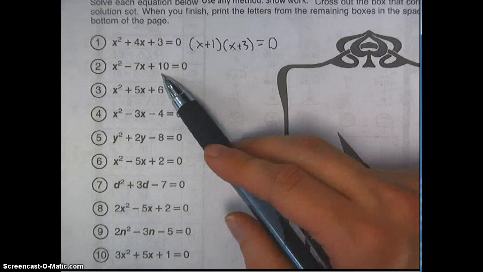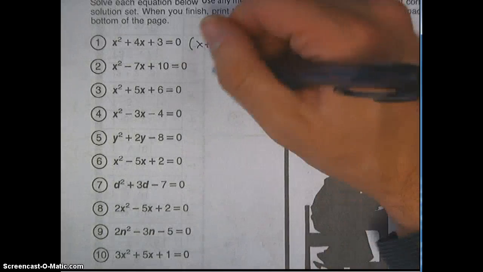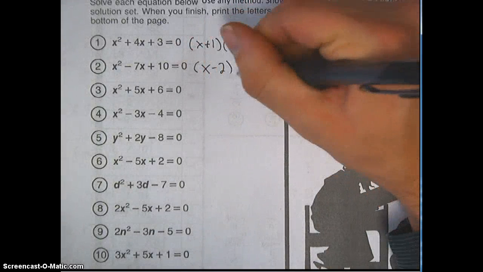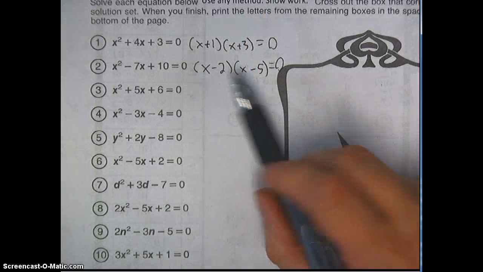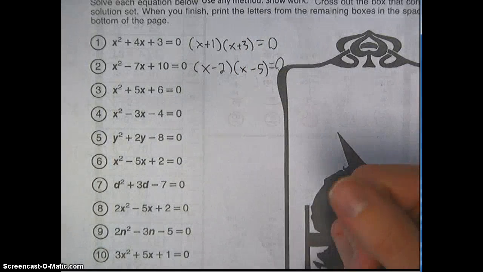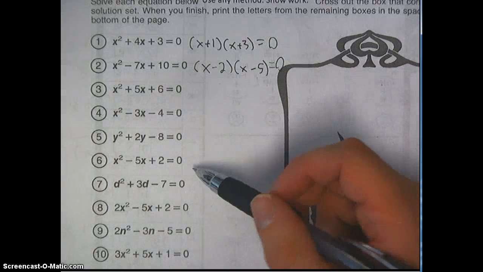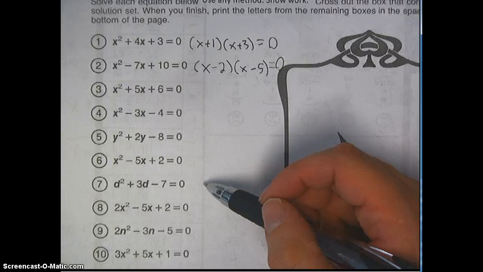Same thing here. The 10 is just 5 times 2. So if we do (x minus 2)(x minus 5) equals 0, negative 2 and negative 5, when you add them together, is negative 7. So sometimes it's easier to just go ahead and factor. Sometimes it's not.